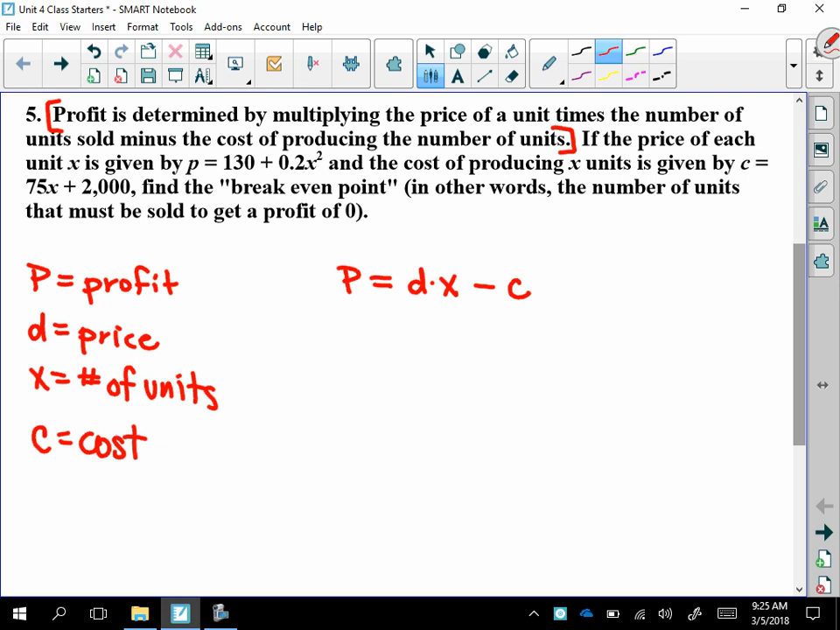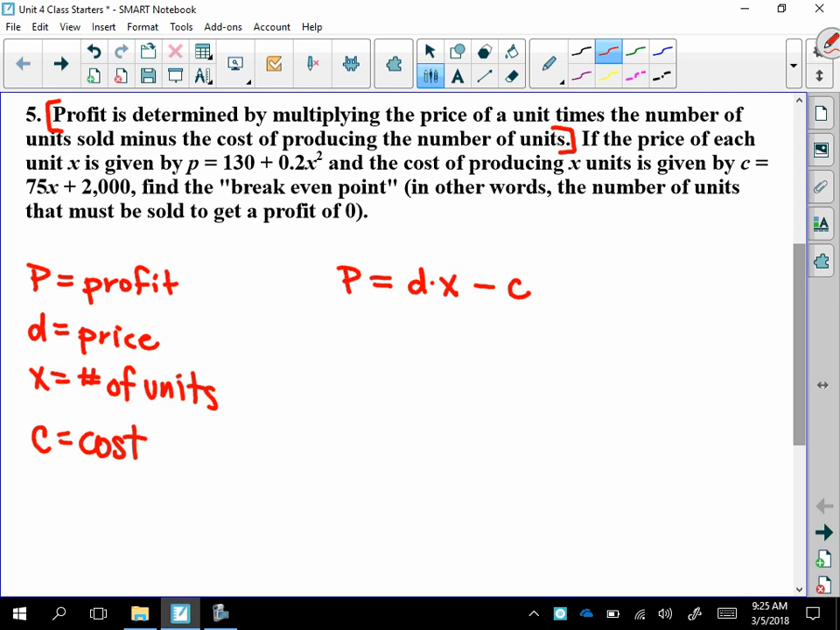The profit is determined by taking whatever the price is, multiplying it by the number of units sold, that's the revenue. So if I'm selling some unit for $5, I'm going to say $5 times however many of those that I sold, and that's going to give me my revenue. And then I'm going to subtract from that the cost of producing those, and that's going to tell me my profit, how far ahead I am in this scenario.